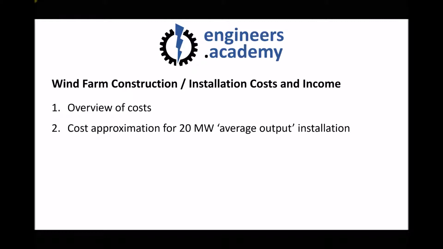Now, one important thing to point out is what we're looking at here is a 20 megawatt average output installation. Now, we know from earlier tutorials that wind farms are normally sized according to capacity, but that's less of a reliable measure if we want to compare different types of renewable energy against each other. So we're going to look at average output, which means we need to take into consideration the capacity of the wind farm, but also the capacity factor.